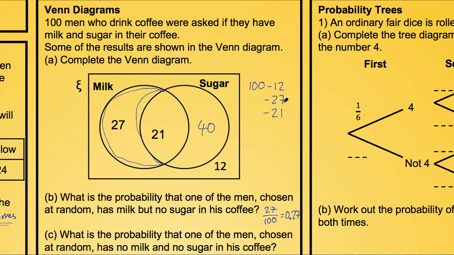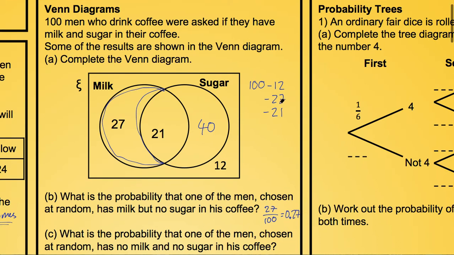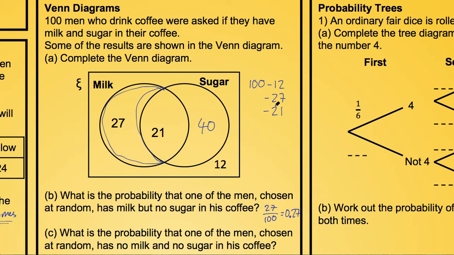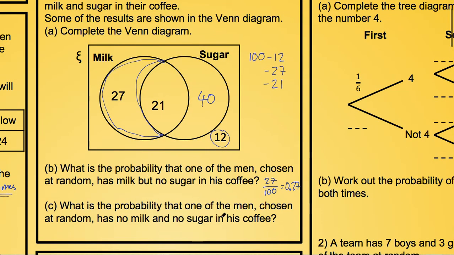What is the probability that one of the men chosen at random has no milk and no sugar in his coffee? So we're talking about neither milk nor sugar, because it's an and, so no milk and no sugar. That's 12 out of the total of 100. Also 6 out of 50 or 3 out of 25, or 0.12. Again, any version of that answer is going to be fine for that.